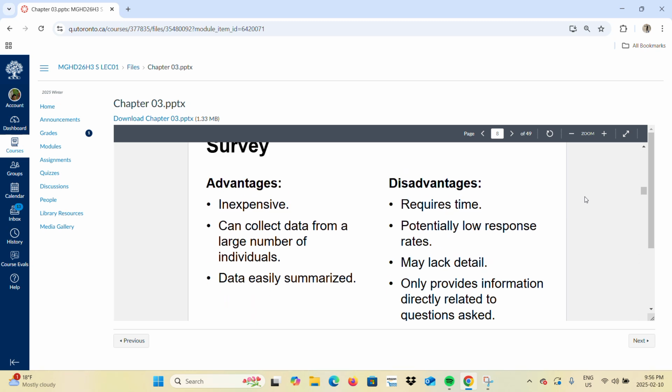Look at the survey. This one is inexpensive, can collect a large number of data, and it is easily collected and summarized. However, the disadvantages are that it requires time. There are potential of low response rates. Let's say I make a survey and two people respond out of 500. That's like 3%. So it's maybe a waste of time and it may lack detail as most likely most surveys are not open ended and they provide information directly related to only questions asked.